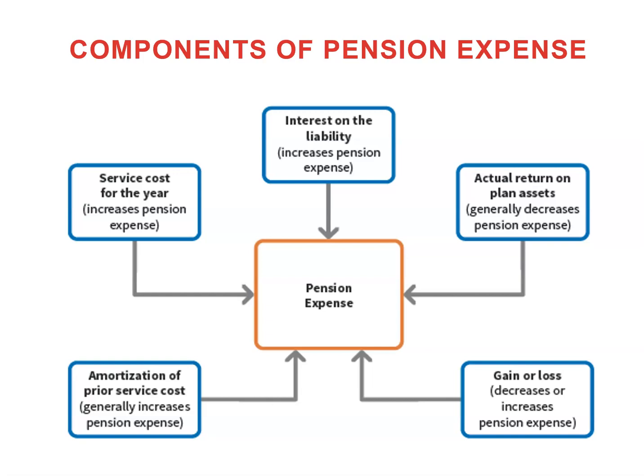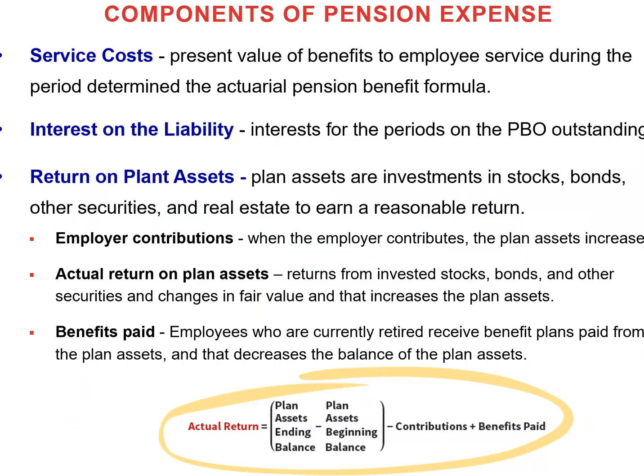Now we will learn more detail about some other concepts of those cost components. So service cost, we actually discussed it. This is just because of the employee's current year service. Actuaries will use the formula, determine that amount, and take the present value. And interest, we also discussed it. This is interest on your PBO outstanding or future liabilities, and return on plan assets.